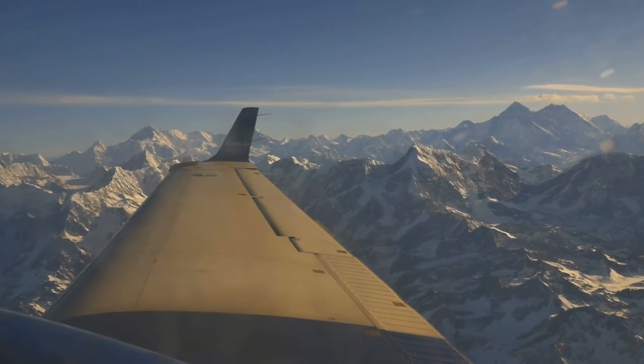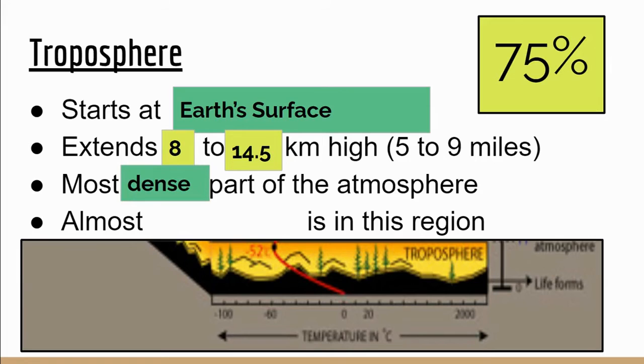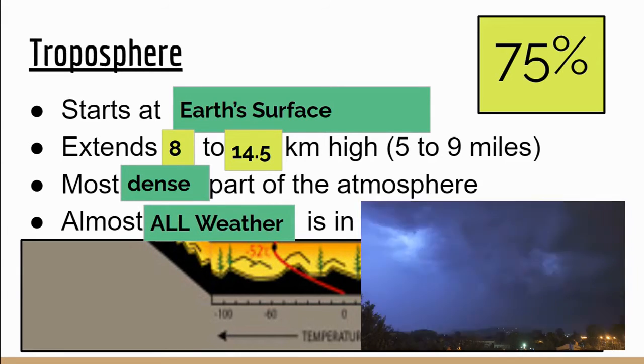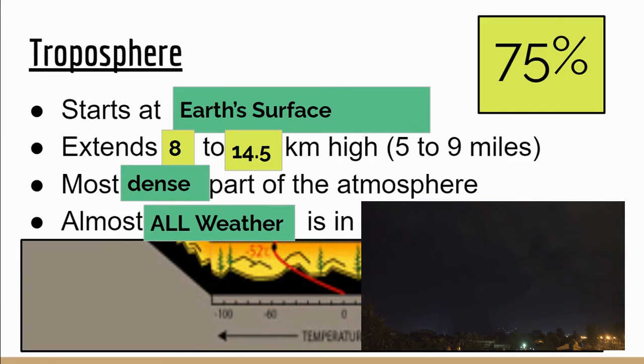This is also the most dense part, meaning this has the most air packed into a very small area. The last part that you need to know is that almost all weather occurs in this region. That means all of our thunderstorms, all of our rain, happens in the troposphere.